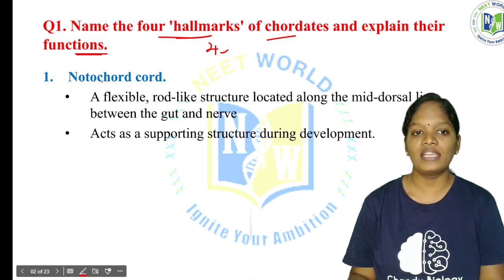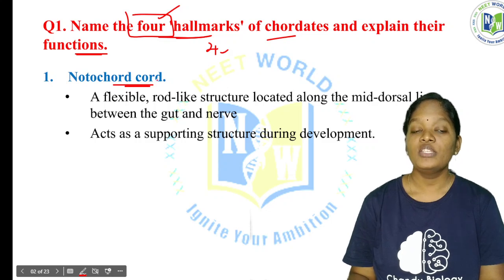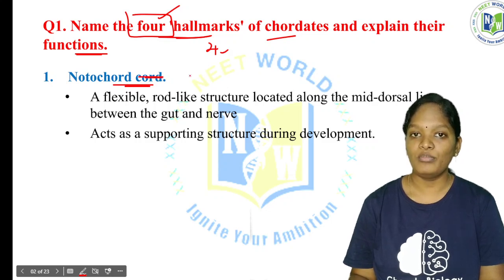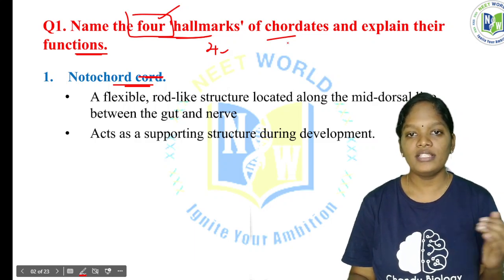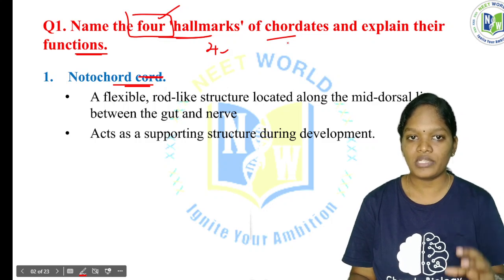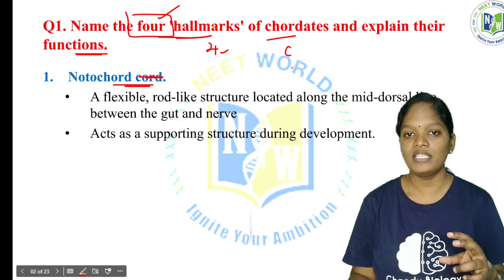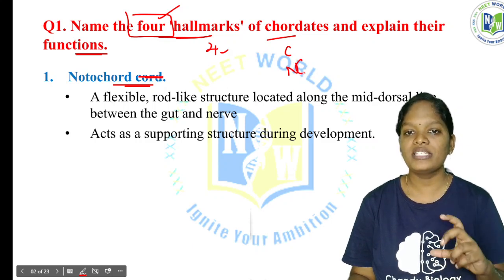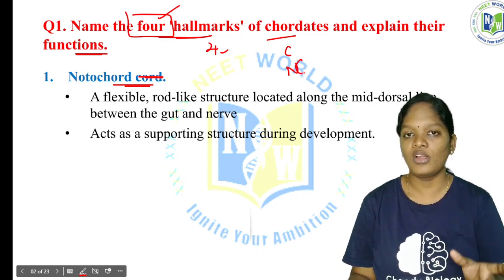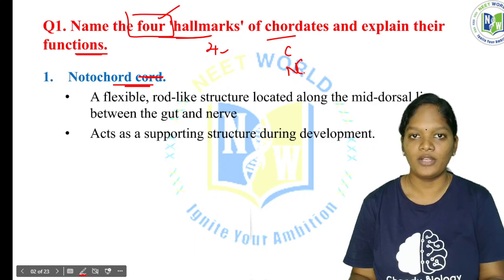The question is asking for the four hallmarks of the chordates. The first character is the notochord. The notochord is a very important characteristic feature present only in the chordates. The main difference between non-chordates and chordates is that if the notochord is present, we call them chordates. If it is absent, we call them non-chordates. So the major distinguishing factor between non-chordates and chordates is the notochord.